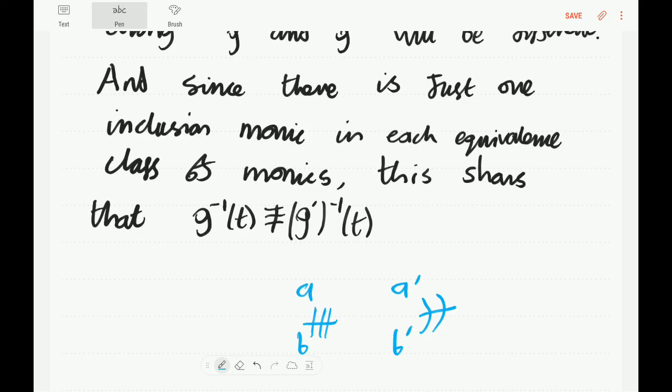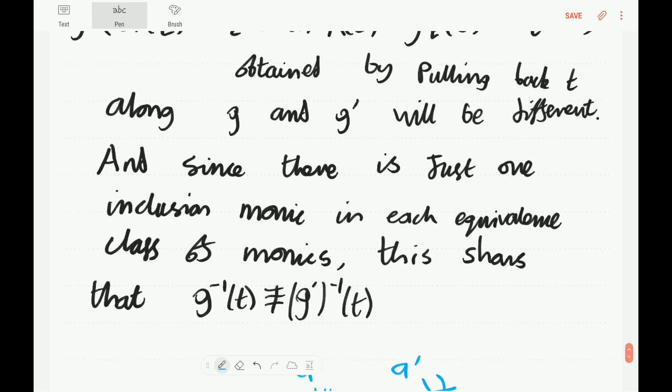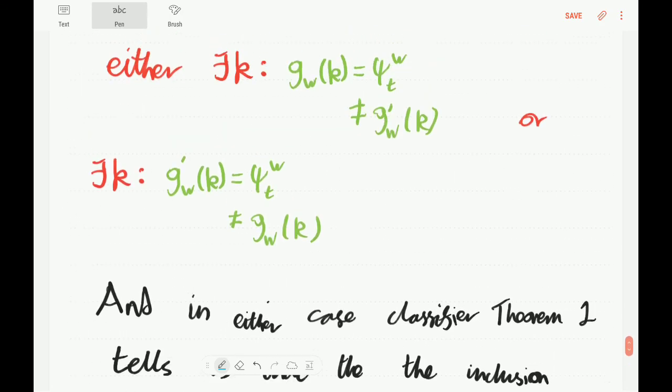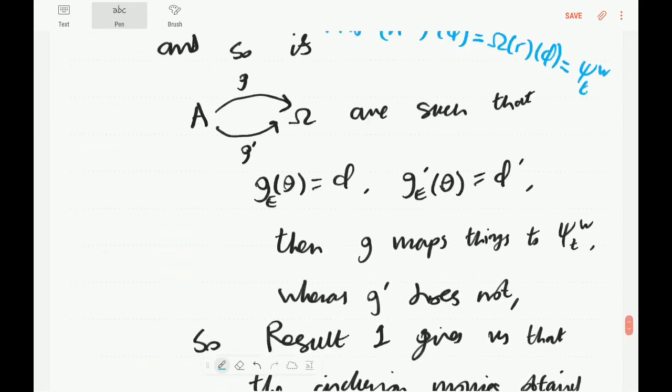So the fact that at the end of our argument, the pullback of true along G represented as an inclusion monic gives us something different to the pullback of true along G dash means that however we do these pullbacks, when we pull back true along G, we're going to get something that's not equivalent to the pullback of true along G dash. And so that proves our result.